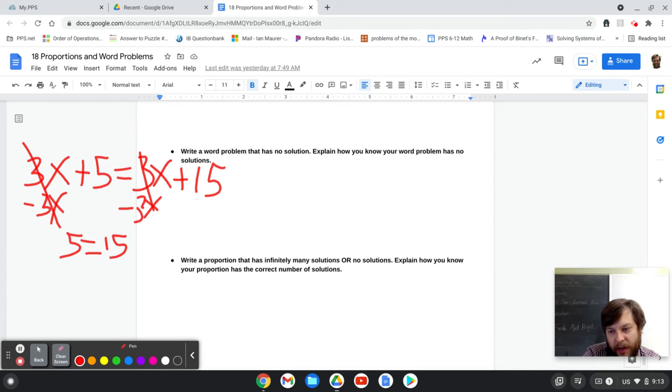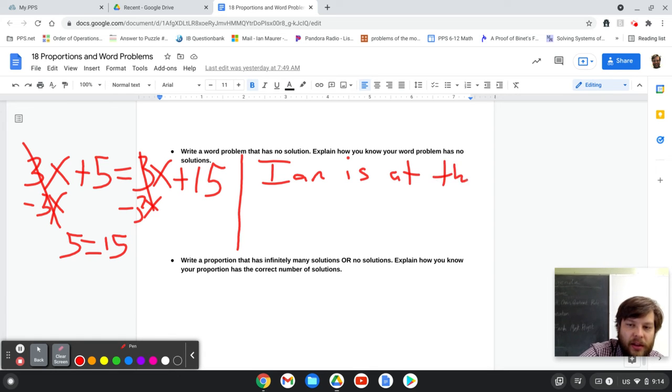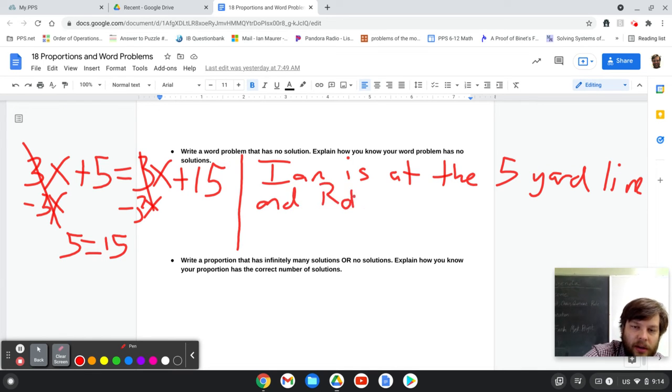So now all I need to do is write a word problem that I could model with 3x plus 5 equals 3x plus 15. There's lots of different possibilities. One is to talk about running a race. So let's just come up with a couple characters here. Let's just say that Ian is at the 5 yard line and Robin is at the 15 yard line. Just going to abbreviate yard line there.